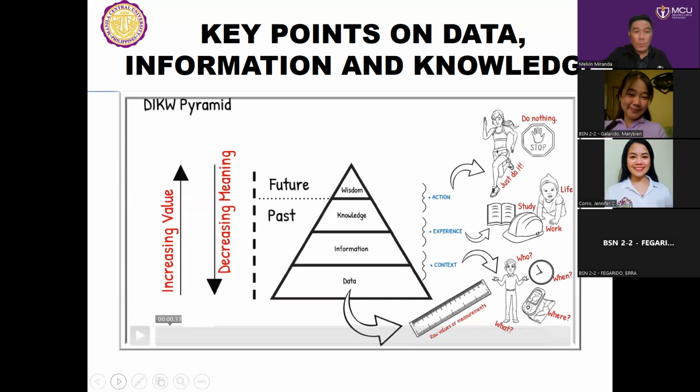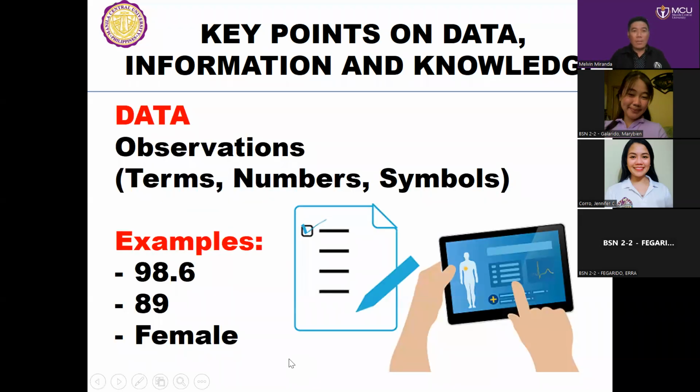As we continue with our discussion, let us now have a review of data, information, and knowledge. As we have mentioned, data are terms, numbers, symbols. Examples that we have are 98.6, 89, female. Very generic. We don't know if 98.6, again, it's a number. 89, again, is a number. It can be associated with anything, so it's meaningless.